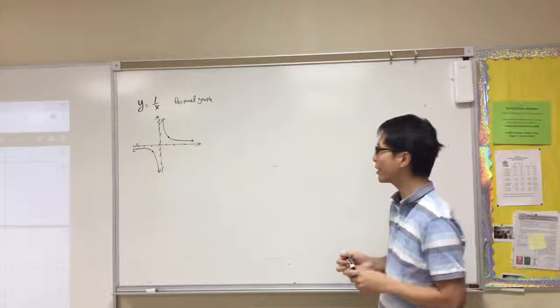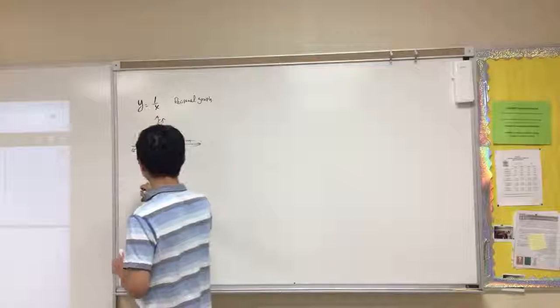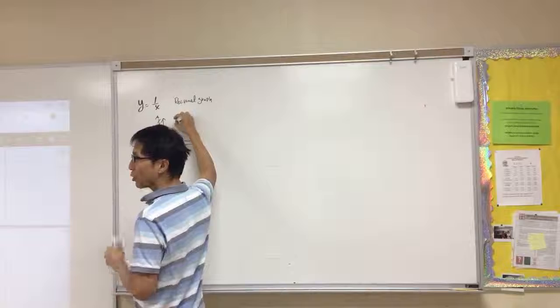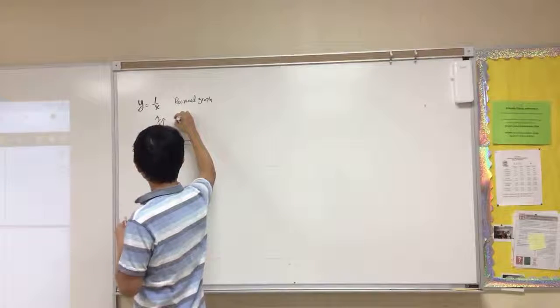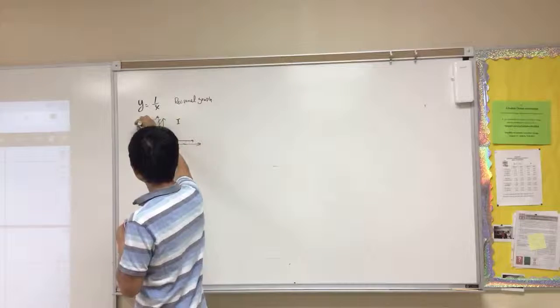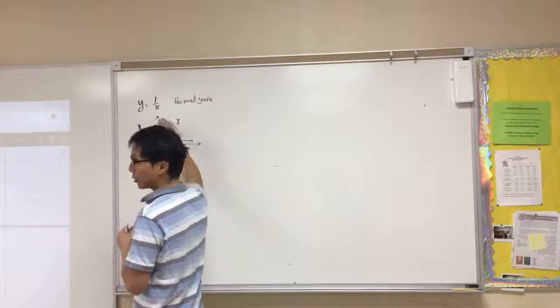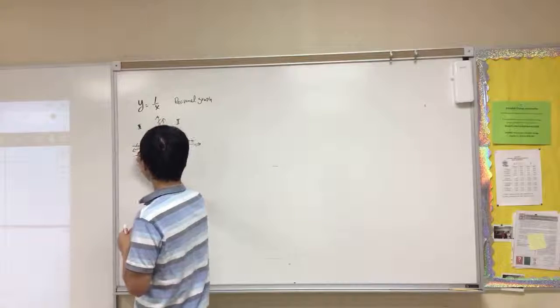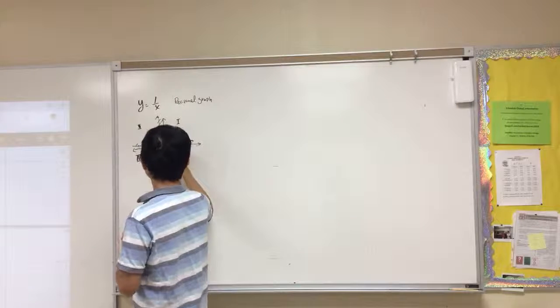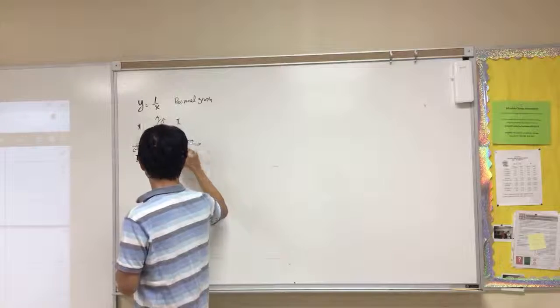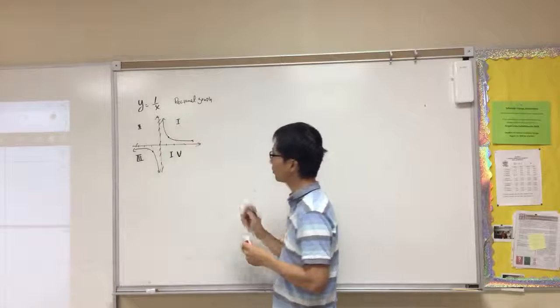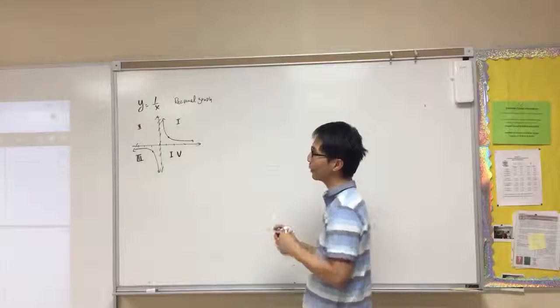Okay, so what does a negative 1 over x graph look like? The 1 over x graph is usually located in the first quadrant and third quadrant. This is the first quadrant, second quadrant, going counterclockwise, so that's the third quadrant, and this is the fourth quadrant. So usually it's in the first and third quadrants.